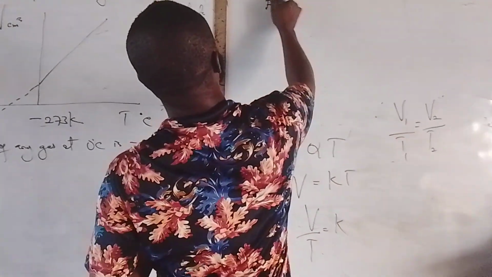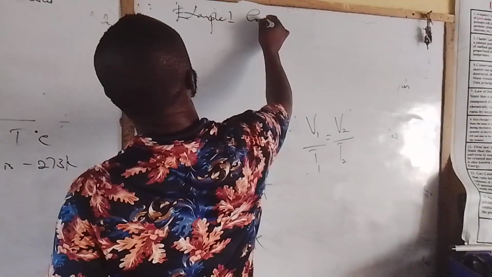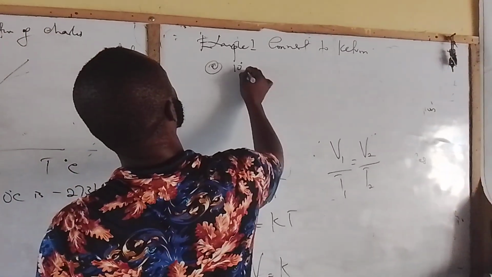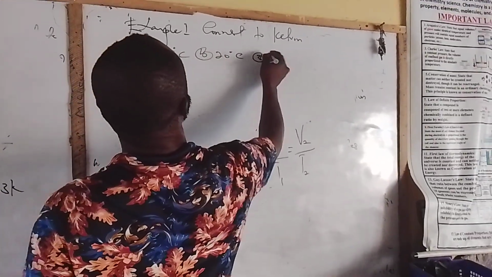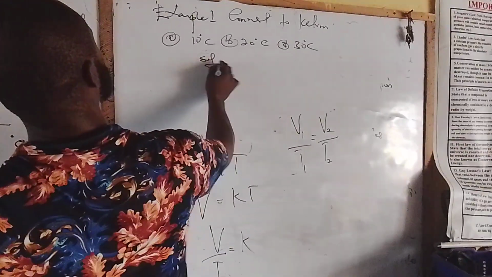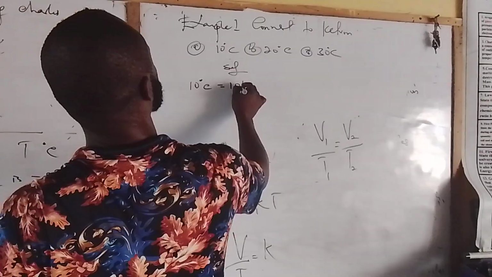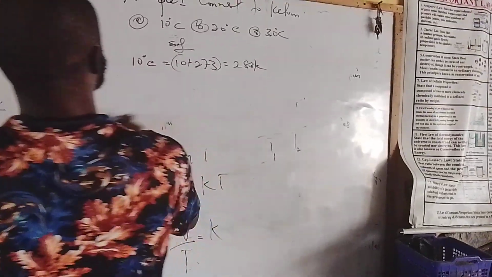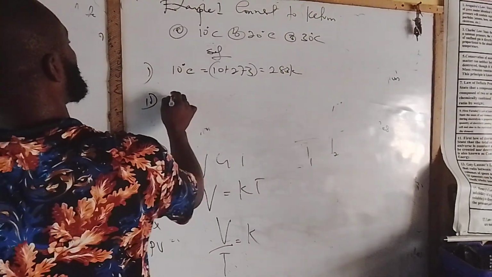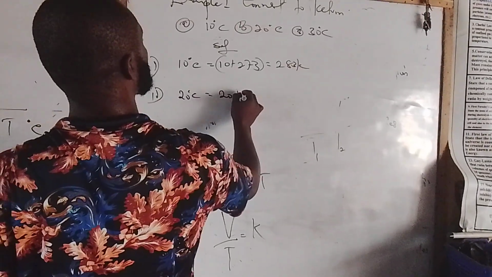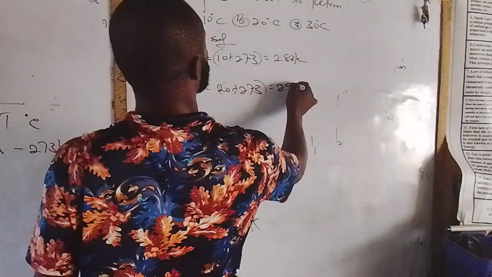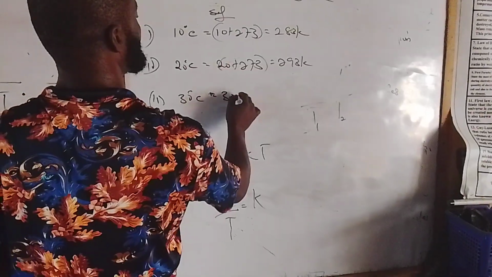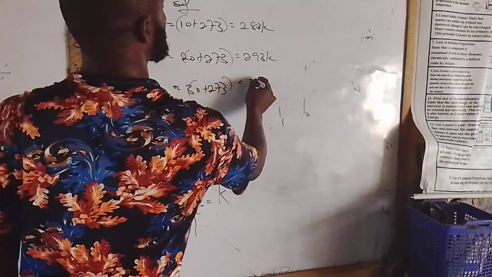For example, example 1. Convert to Kelvin: A, 10 degrees Celsius; B, 20 degrees Celsius; C, 30 degrees Celsius. What are you going to do here? Solution. Number 1, 10 degrees Celsius will be 10 plus 273, which will give you 283 Kelvin. 20 degrees Celsius will be 20 plus 273, which will give you 293 Kelvin. And the next one, 30 degrees Celsius will be 30 plus 273 equals 303 Kelvin.